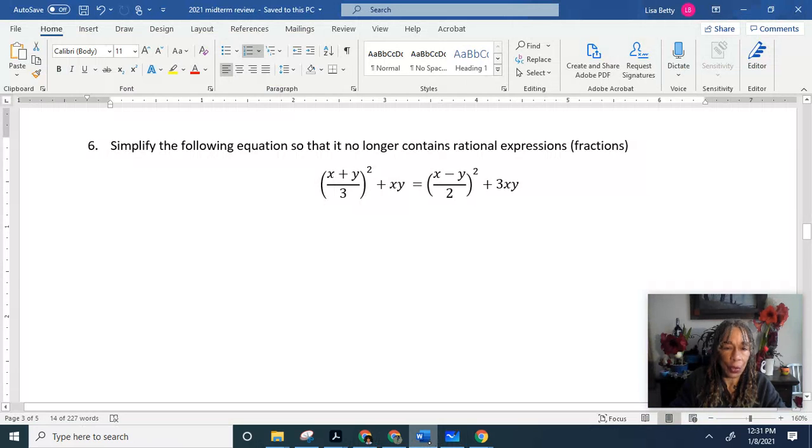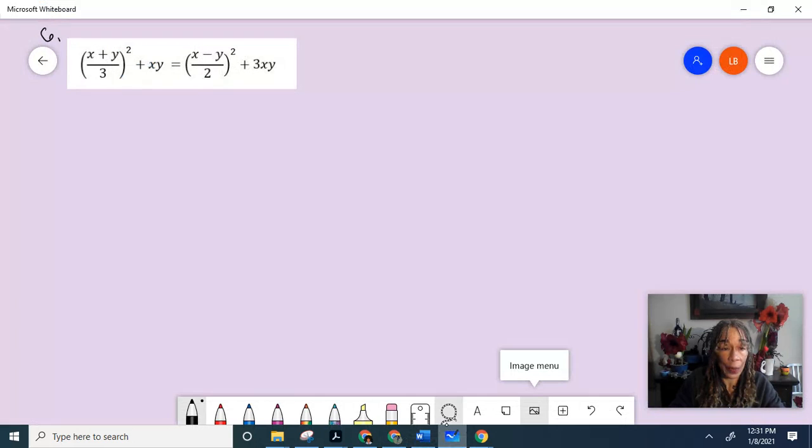Yeah. So that it no longer contains rational expressions, which is a fancy way of saying fractions. There we go. And I need to get rid of these fractions in here, but I can't get rid of them because the way you clear a fraction is by multiplying. According to PEMDAS, I can't multiply until I have first taken care of the parentheses and the exponents. Now, there's nothing I can do inside the parentheses because I cannot add x and y. They're different variables, and I cannot divide.